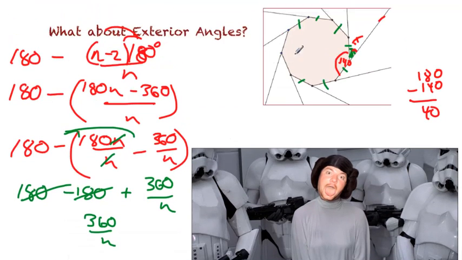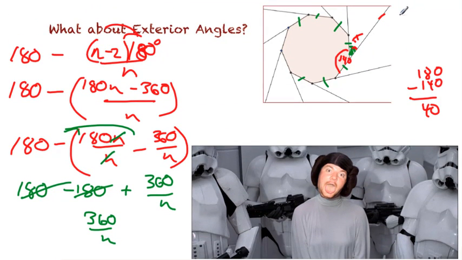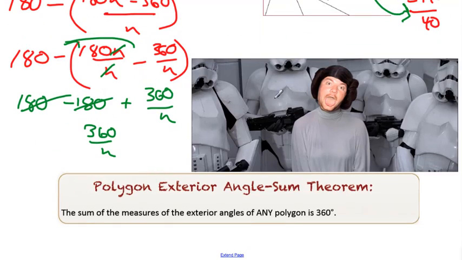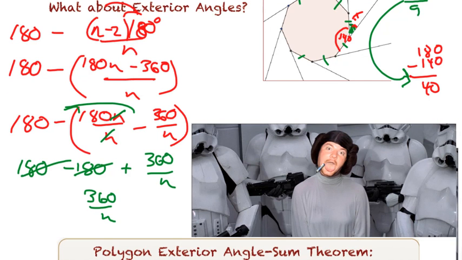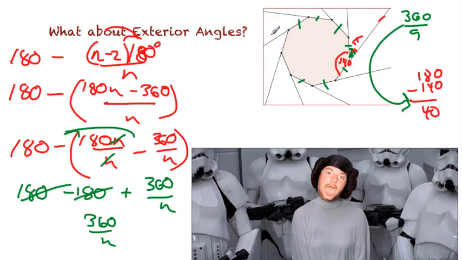Let's try that. Let's go back here. This is a nonagon, so if I take 360 and I divide it by 9, what do I get? Voila! 40. How quick is that? We have a new theorem now. The sum of the measures of the exterior angles in any polygon is 360 degrees. In other words, if you add up all of the exterior angles, they add up to 360 degrees in any polygon. Pentagon, hexagon, heptagon, octagon, nonagon, dodecagon, whatever you want.